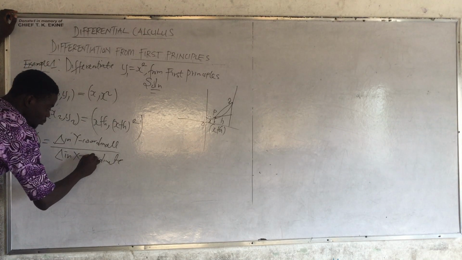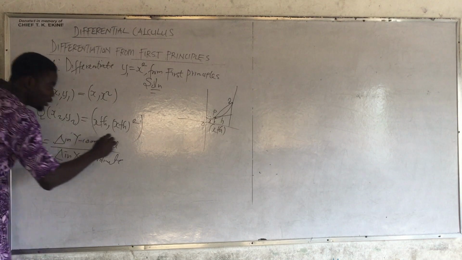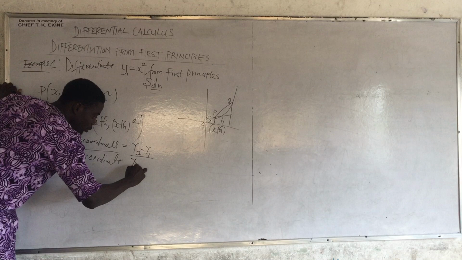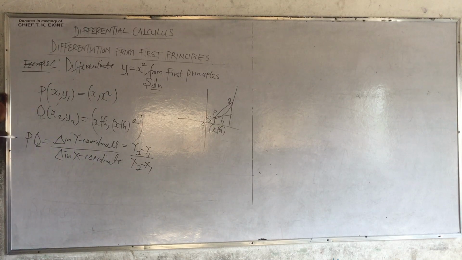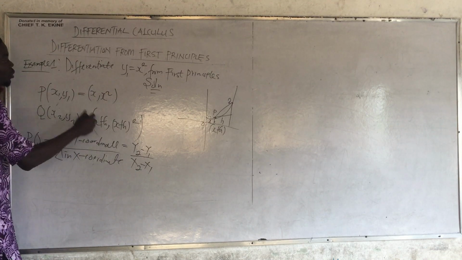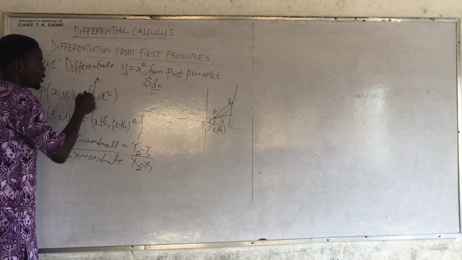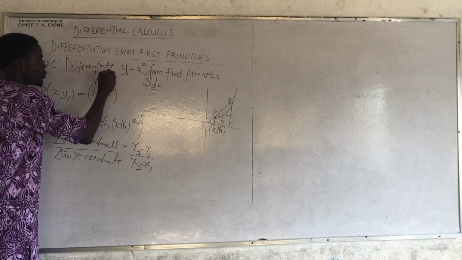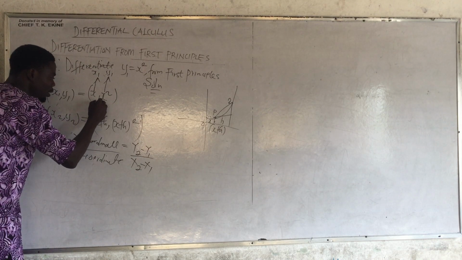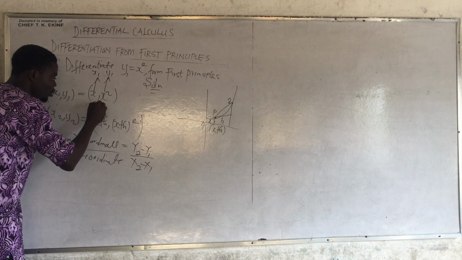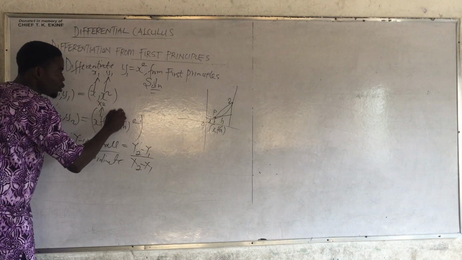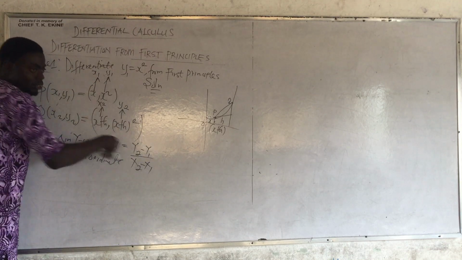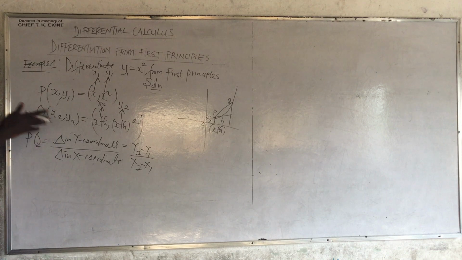Now, what does this change mean? This change means y2 minus y1 all over x2 minus x1. Take note. From these two, this x is x1, this x squared is y1, x plus h is x2, and then x plus h all squared is y2. Take note of that. So just put everything here. I don't see anything from first principle.